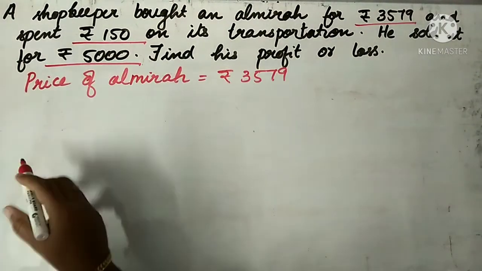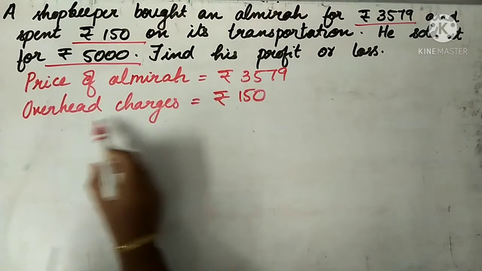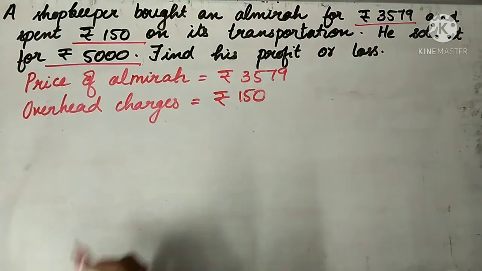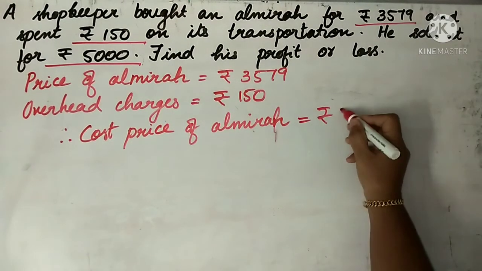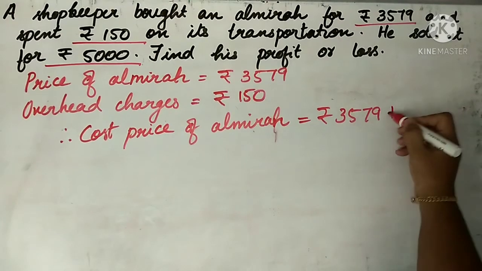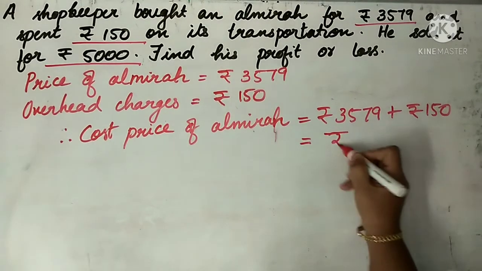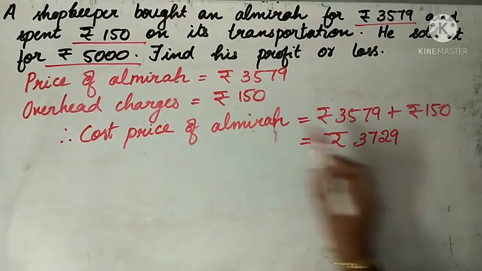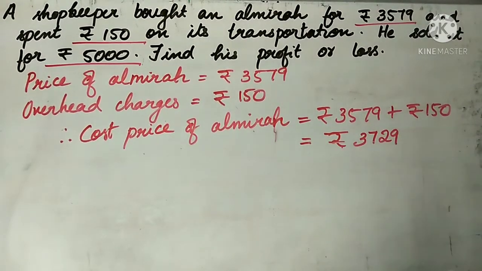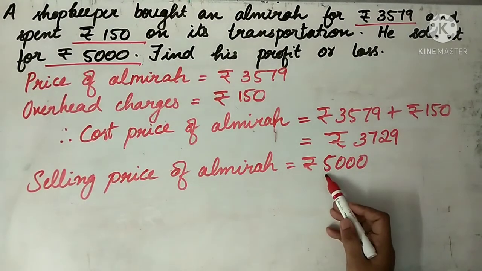So we write price of Almara is equal to rupees 3,579. Overhead charges is equal to rupees 150. Therefore, we can write cost price of Almara is equal to rupees 3,579 plus rupees 150. That is equal to rupees 3,729. So we get CP as rupees 3,729. And it is said that he sold it for rupees 5,000. That means selling price of Almara is equal to rupees 5,000.